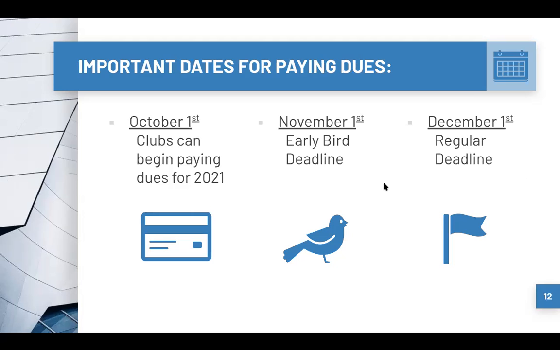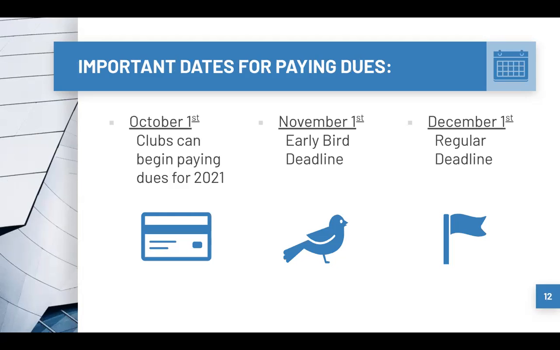So, important dates for paying dues. You can begin paying dues for 2021 on October 1st. The early bird deadline is November 1st, and the regular deadline is December 1st. This is what it usually is.